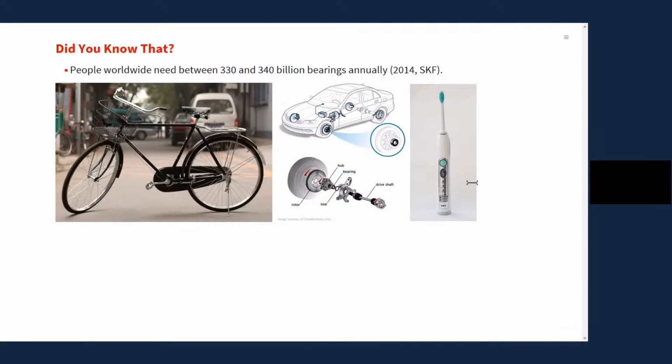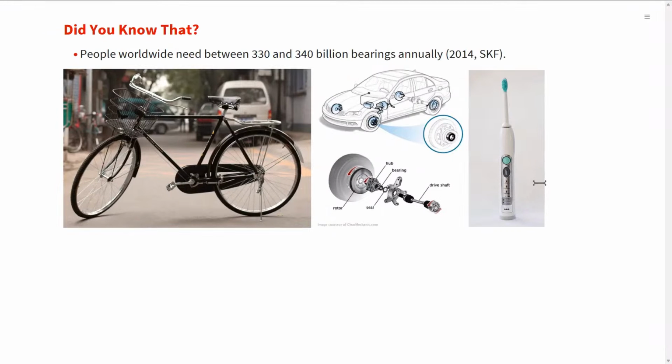Thanks, Jan. This morning, it is likely that you used everyday items like a bicycle, a car, or even an electric toothbrush, making that familiar tiny buzzing sound. Do you know what these items have in common? They all use bearings, and these essential components help countless machines with rotating parts operate smoothly. In fact, SKF, a leading bearing manufacturer from Sweden, reports that people around the globe require more than 330 billion bearings every year.